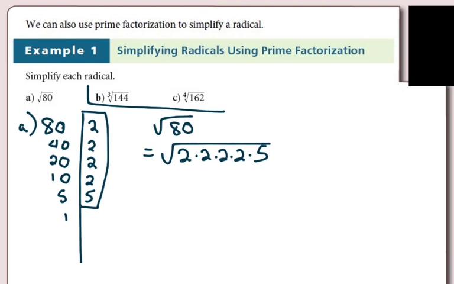Now, when we were finding square roots of perfect squares, we needed pairs of numbers. We still need pairs of numbers now. So we still need a pair of 2's and a pair of 2's. They can get taken out of the square root. Each pair only gets written down once. But now we have this 5 left over.